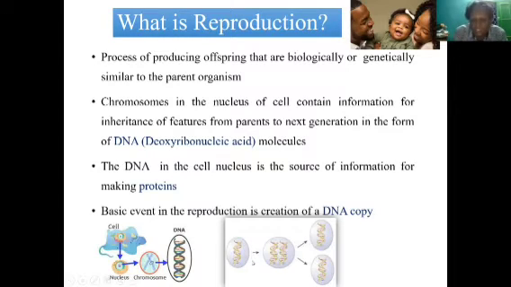Here, as you can see, from a parent cell, two DNA molecules are formed. In turn, when the cell divides, it gives rise to two identical cells, and each cell carries a DNA molecule, right?